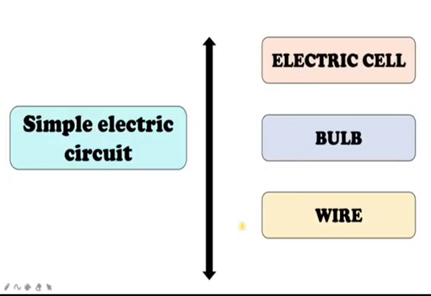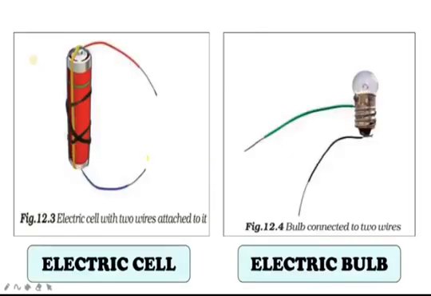In order to make a simple electric circuit, you require an electric cell, a bulb, wires, etc. The same picture is there in your textbook also. You know that the positive terminal of the cell is a metal cap, and the base part is the negative terminal. So you should connect two wires, one wire from the positive terminal and the other wire from the negative terminal. When you connect like this, you will get two free ends.